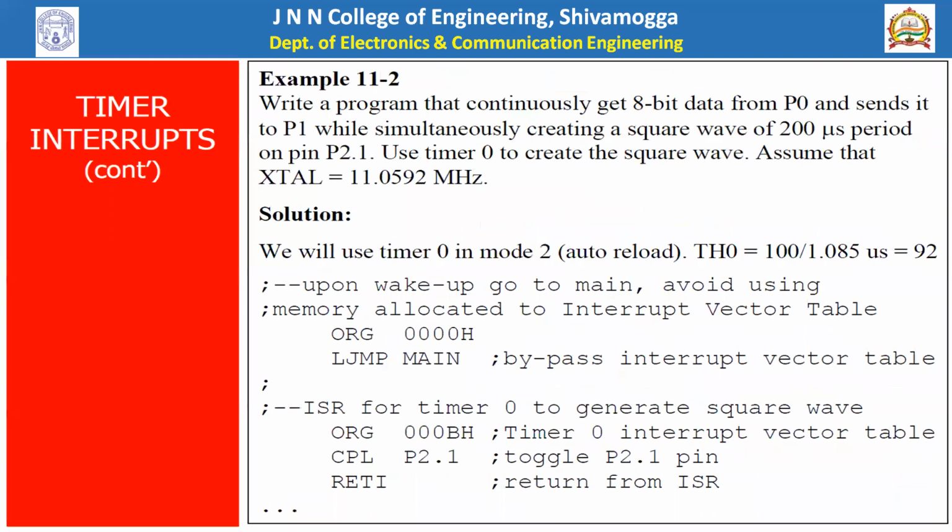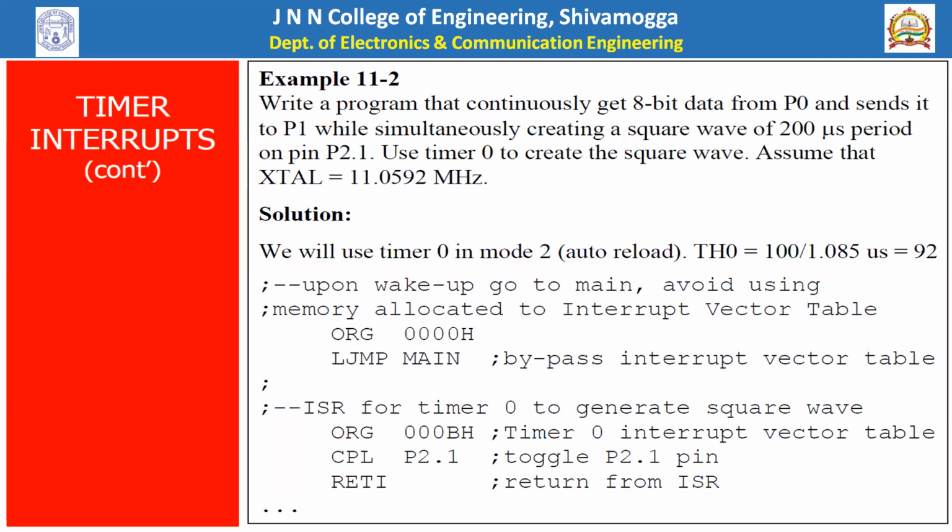You can just see the example. Write a program that continuously gets 8-bit data from P0 and sends it to P1, while simultaneously creating a square wave of 200 microseconds on pin P2.1. Use timer 0 to create the square wave. So the main work of the microcontroller is to send the data continuously from P0 to P1 simultaneously. The interrupt should be used for generating the square wave of 200 microseconds.